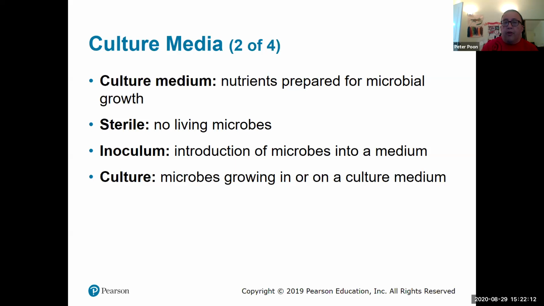Inoculum is the growth of microbes into a medium. If you want to grow something, you take a small sample of it and inoculate your media with it. That little sample you put into the media is called the inoculum. You inoculate with the inoculum. A culture is the microbes that are growing.